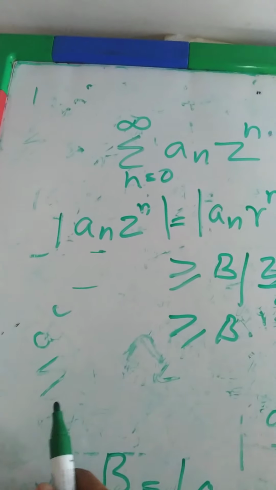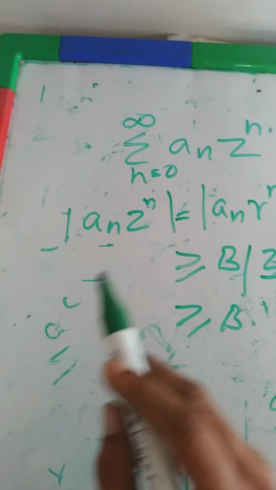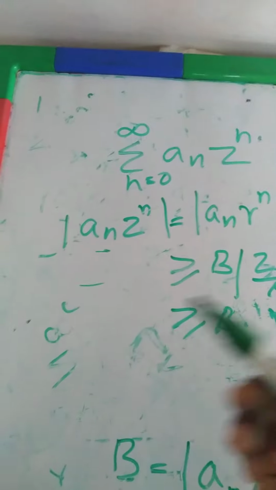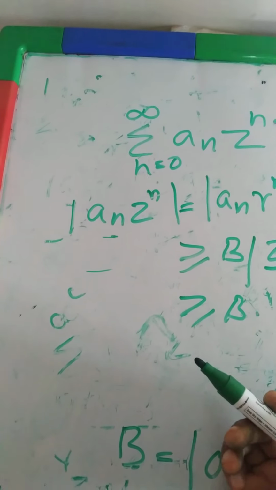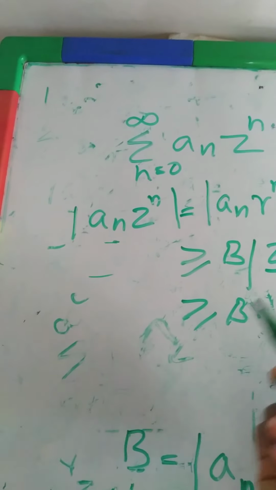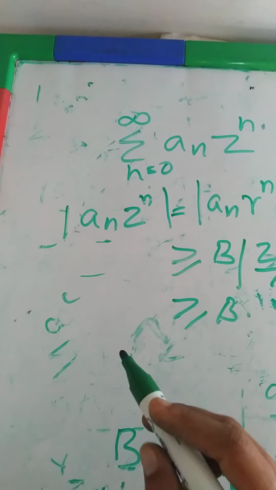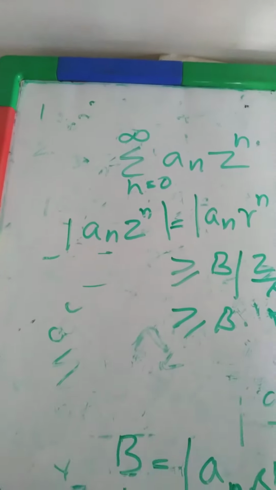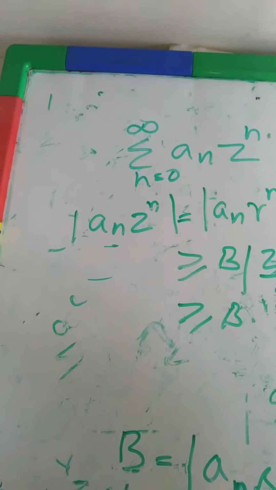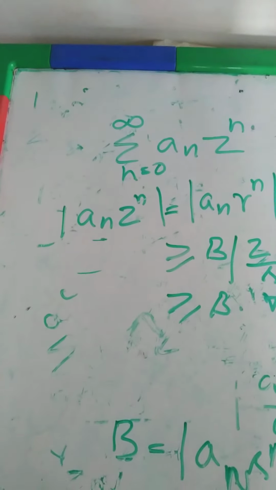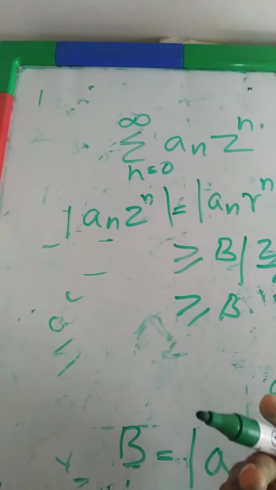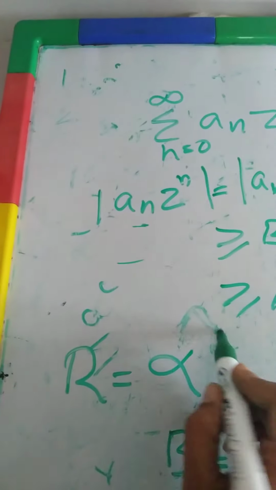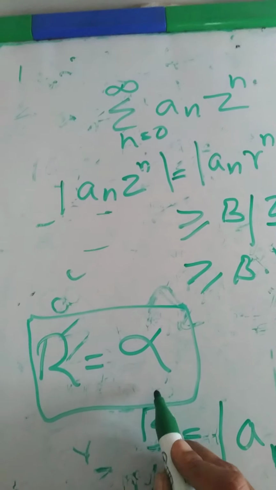So if you take a point from the exterior of a circle with radius alpha, our power series diverges. We already proved that in the interior of the circle with radius alpha, our power series converges. Outside that circle, our power series diverges. So what is our radius of convergence? So our R equals alpha. R equal to alpha. What is your alpha here?